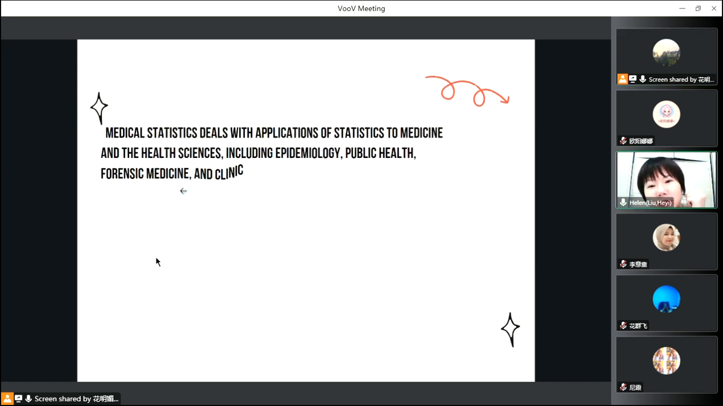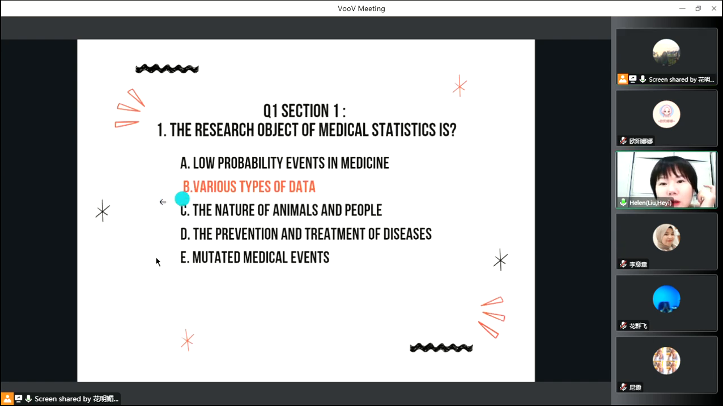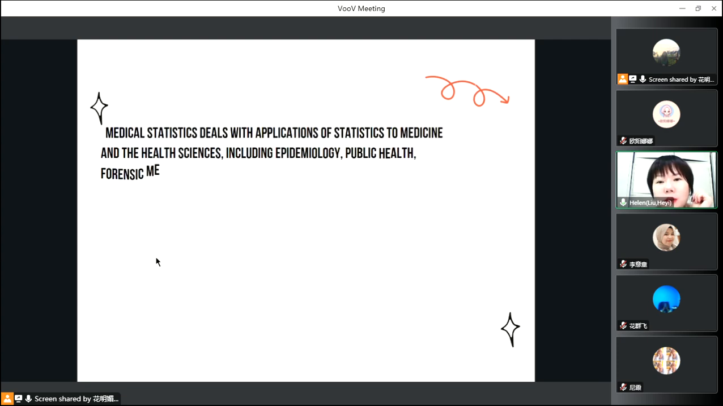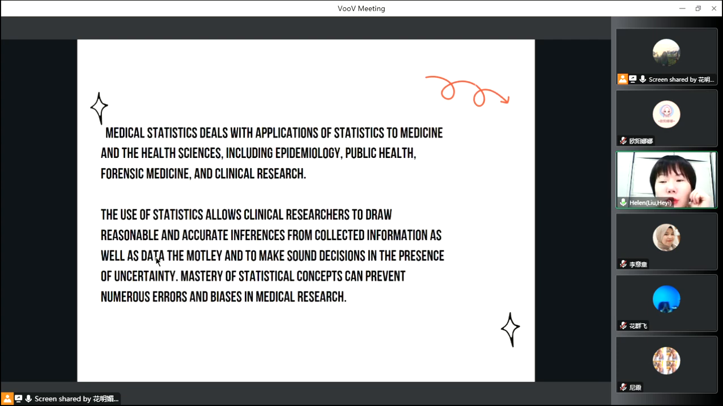Wait a moment. Yes, Marsha. For section 1, your description of the definition of statistics is correct, but pay attention to the question. Yes, there are very many types of data in our medical statistics. You just learned descriptive statistics. It includes quantitative data and qualitative data, right?